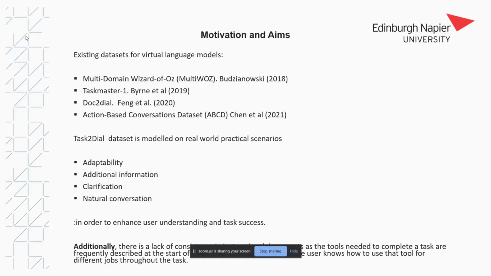So in the Task2Dial data set, we consider a practical real world scenario. So the data set has to be adaptable. We need to include additional information so the user can ask questions so they gain a greater understanding of the components and steps of a task, to be able to ask for clarification and to model it on natural conversation to enhance understanding and towards task success.